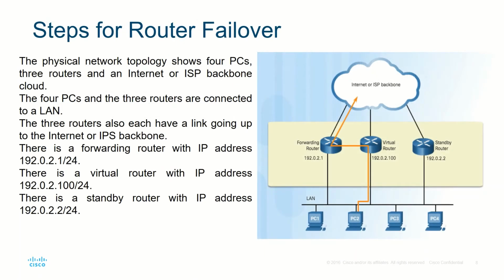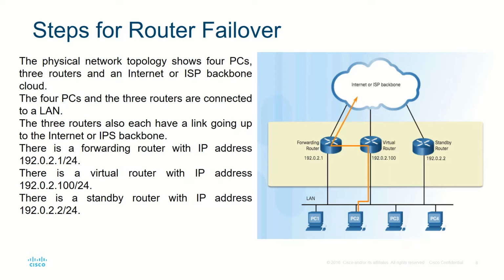In this physical network topology, it shows 4 PCs, 3 routers and an internet or ISP backbone cloud. The 4 PCs and the 3 routers are connected to a LAN. The 3 routers also each have a link going up to the internet or ISP backbone. If you see here, the 3 routers combine together and form a virtual router. From the view of the PC, it will assume that there is only one router available in this network. But if you see, these 3 routers form a virtual router.